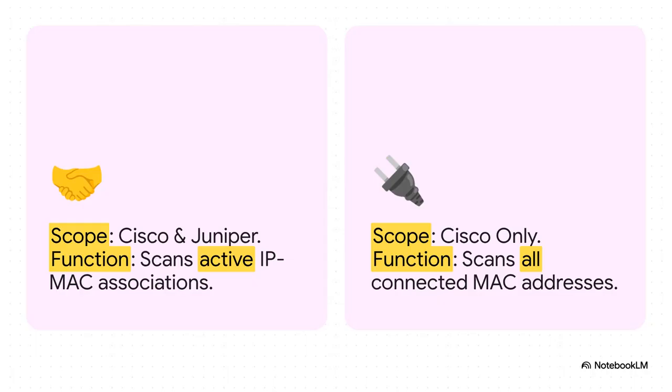So what's the real difference between the two tools? Well, Rogue ARP Detect is great because it works with both Cisco and Juniper equipment, and it's focused on what's active, what's talking right now. On the other hand, Rogue MAC Detect is a Cisco-only specialist that scans everything connected, active or not. So, one is watching the conversation, the other is taking a full inventory of the entire room.